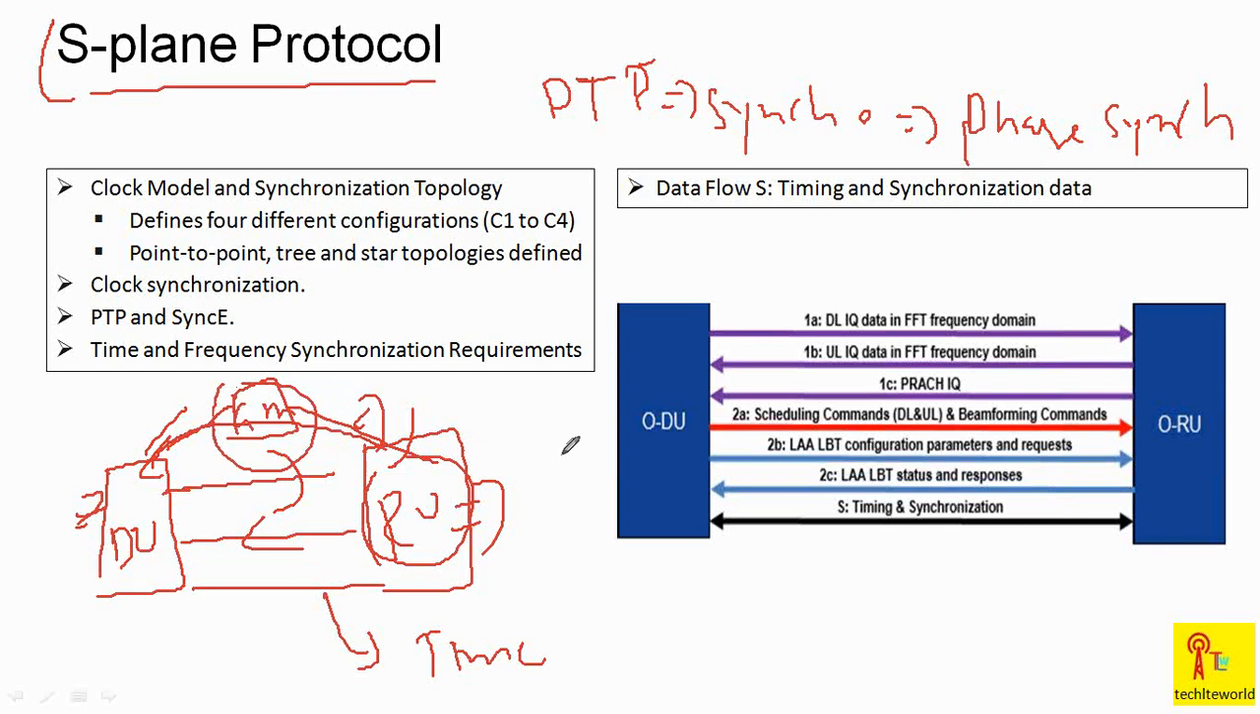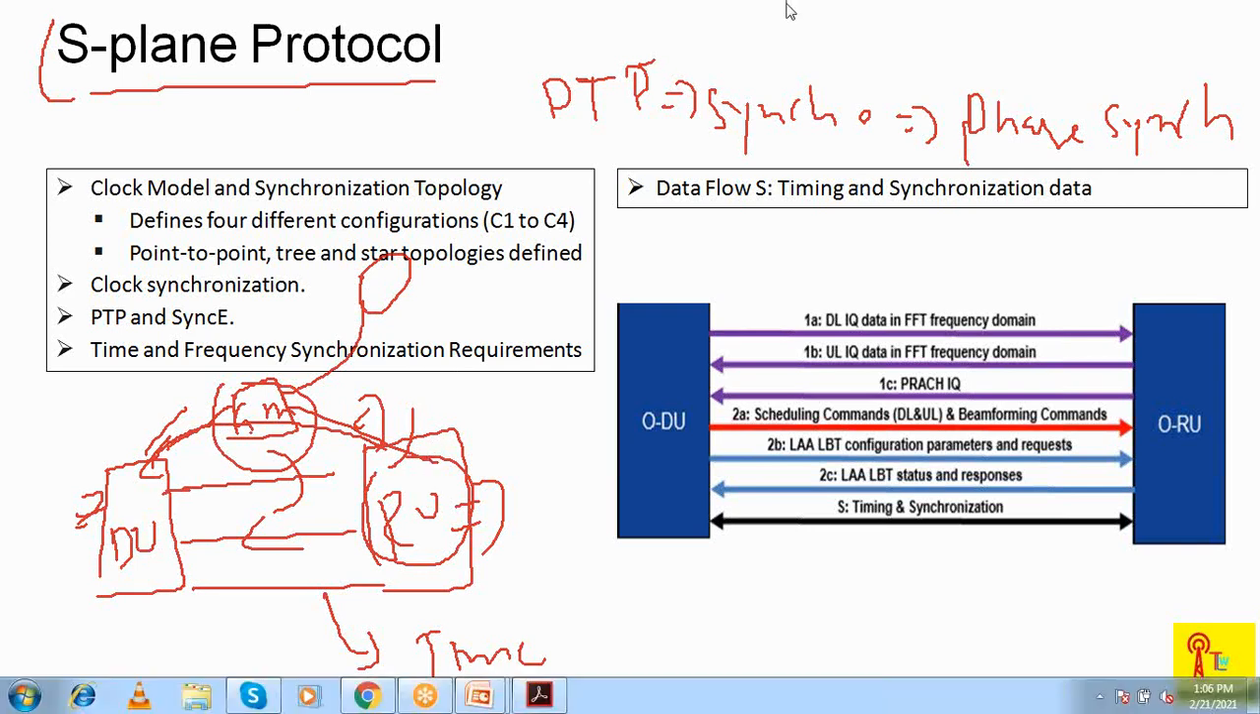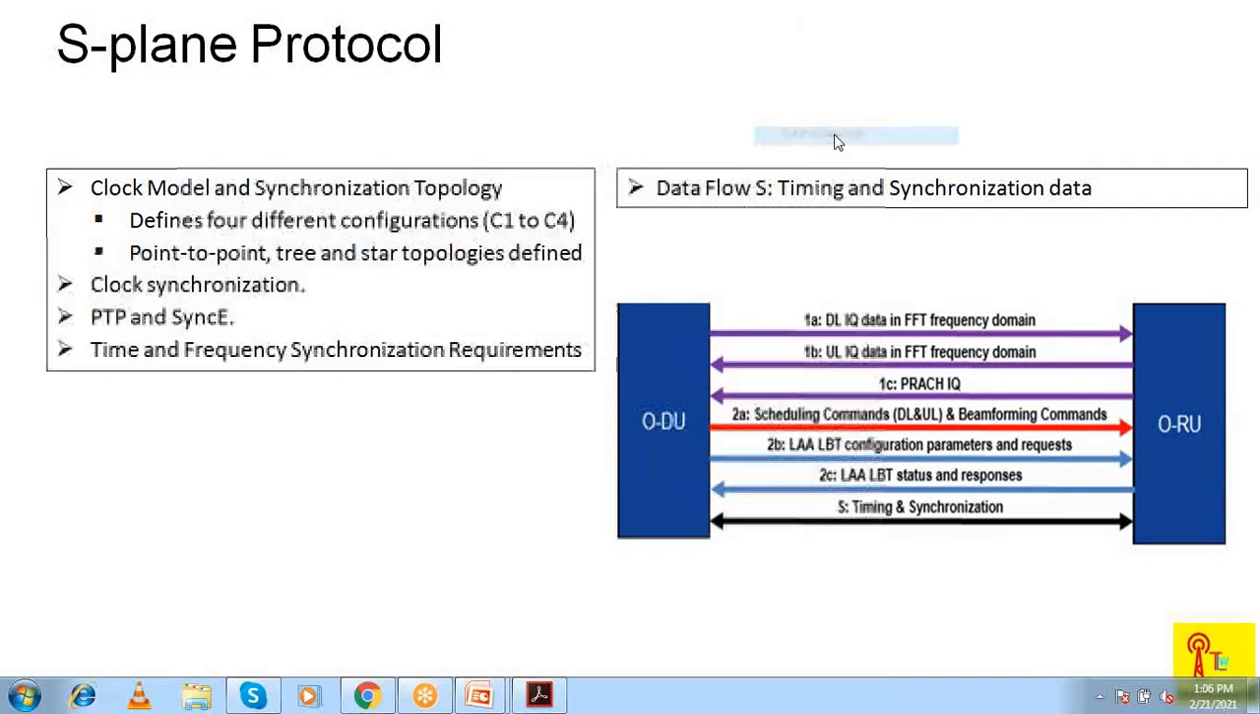And that grandmaster is nothing but simply an application. That application we can also deploy on the cloud side, right? And where is the grandmaster taking the signal from? Grandmaster is taking signal from some GPS. GPS is synced with a geostationary satellite, right? So GPS is taking signal from the satellite, and that signal is passed towards the grandmaster, and the grandmaster will send those PTP packets towards DU and RRU. Okay, so that is the S-plane protocol for syncing the two nodes.